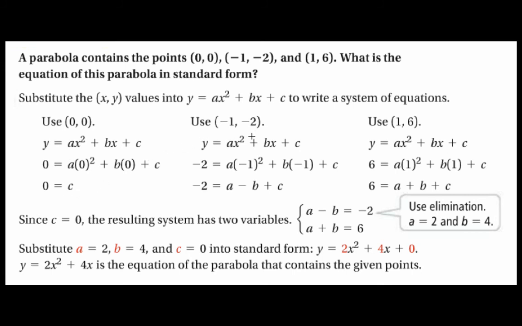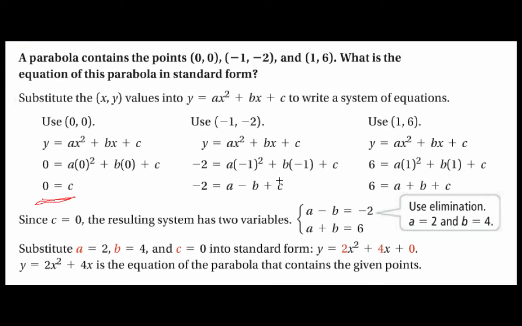If we use (-1, -2) and do the exact same thing, substitute in -1 for x, -2 for y, we get an equation that states -2 equals a minus b plus c. And then when we do that same thing for (1, 6), substitute 1 in for x, 6 in for y, we get an equation of 6 equals a plus b plus c. So you'll notice that we have 2 equations that have a's, b's, and c's in them. And then we have this other equation that's actually very nice for this case, that c equals 0.